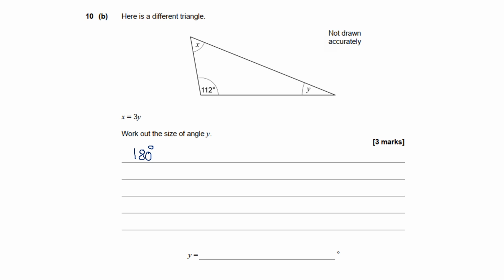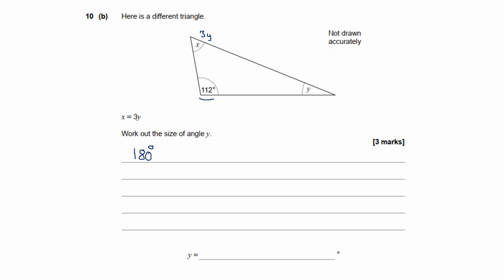So we've already got one angle, which is this one here. And we've got an angle y, which is part of the equation. And we've got x, which is part of the equation. So it says that x equals 3y. So I'm going to rewrite this. Rather than x, we're going to call it 3y.